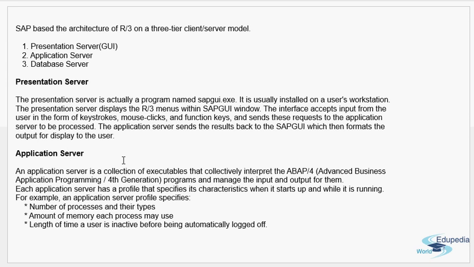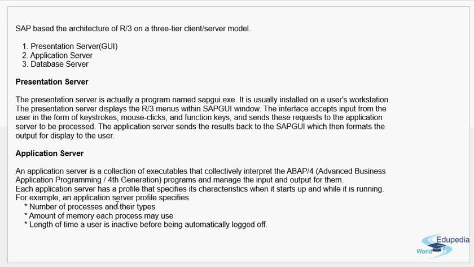The next one is the application server. The application server is a collection of executables that collectively interpret the ABAP, and manage the input and output for them. What is this ABAP? ABAP is nothing but the language of SAP. It stands for Advanced Business Application Programming. It's a 4th generation language.